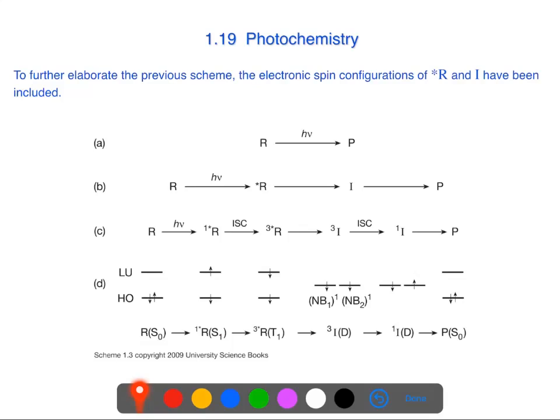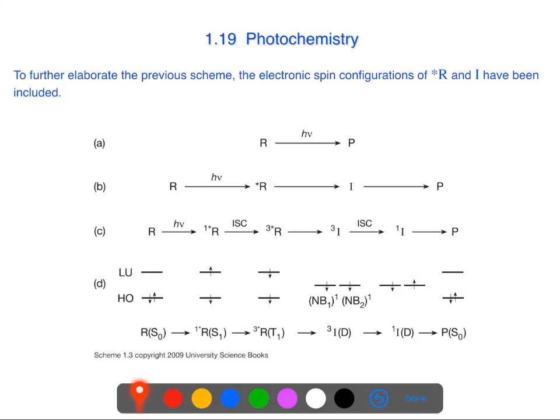Now, there's another possible scenario based on the electronic spin configuration. If this electron undergoes a spin inversion or a spin flip, we now enter into a different electronic state, which is known as the triplet state, where the two electrons, both the original electron of the HOMO and the electron that was promoted into the LUMO, have identical spin quantum numbers, which is allowed due to the fact that these two electrons are found in different orbitals. Overall, this represents a different electronically excited state, the triplet state.